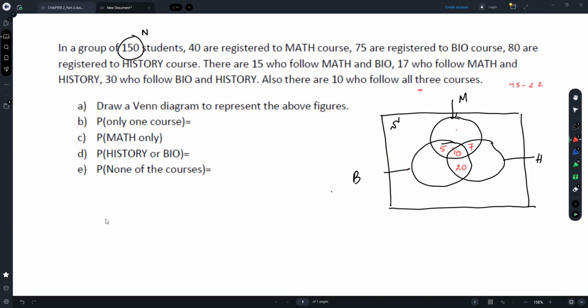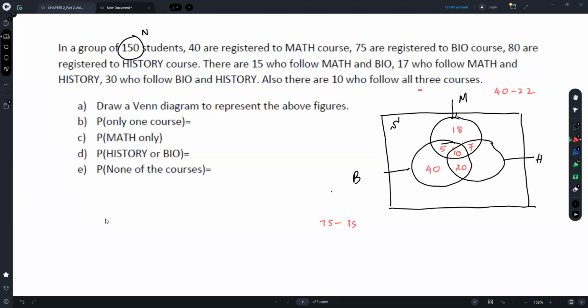Am I right? Okay. Sorry, it's 40 who registered for mathematics. Out of 40, you have 22 already gone to these places. So the remaining is 18. And then 75 registered for bio. Out of this 75, 20, 10, 5, 35 already gone. So only 40 will be here.